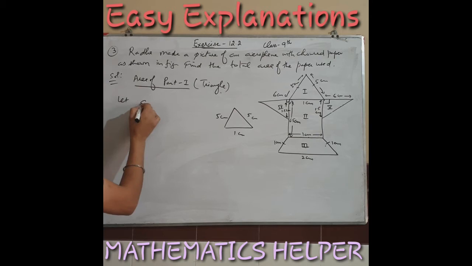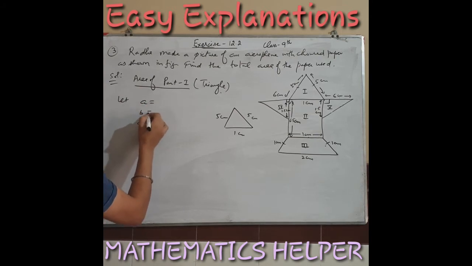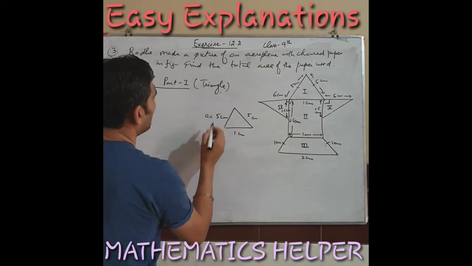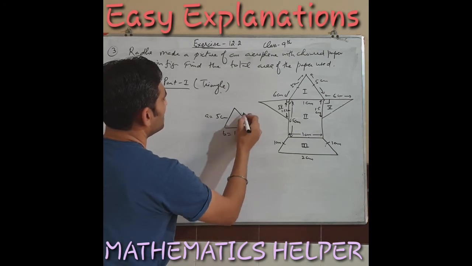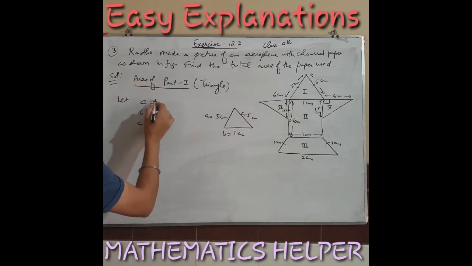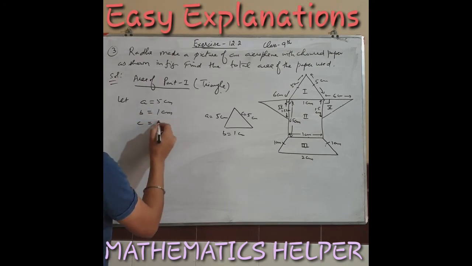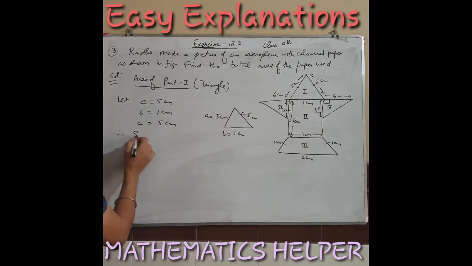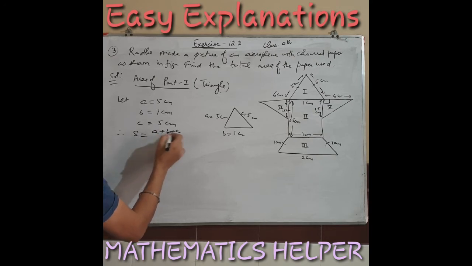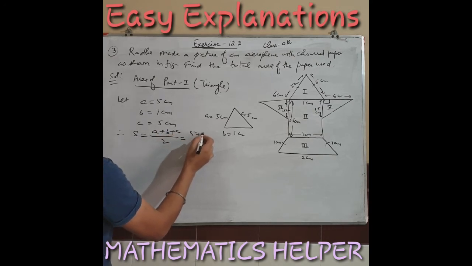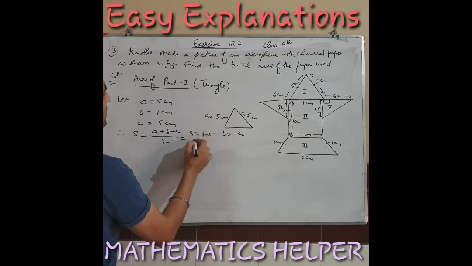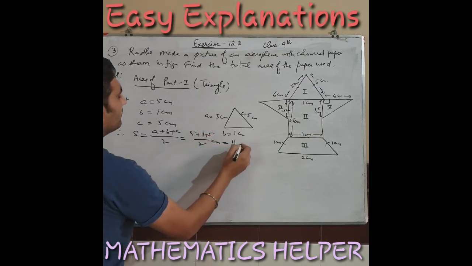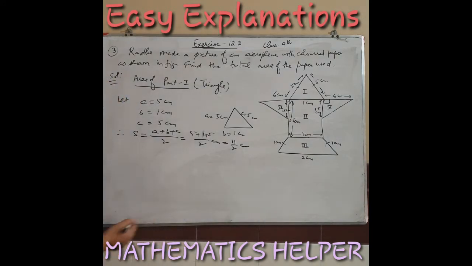Let's write its sides as a, b and c. Anyone you can mark as A, anyone as B, anyone as C. So I am writing these as a, b, c: 5 centimeters, 1 centimeter, 5 centimeters. Then we always write the semi-perimeter, which is the sum of all 3 sides over 2. 5 plus 1 plus 5 over 2 centimeters, or 11 over 2 centimeters. Keep it as it is. Therefore Heron's formula will be helpful for the area.